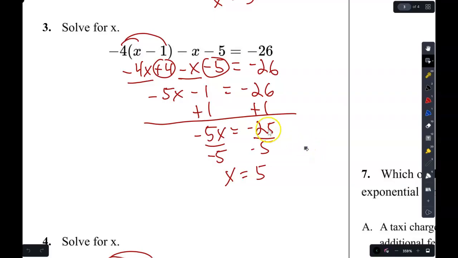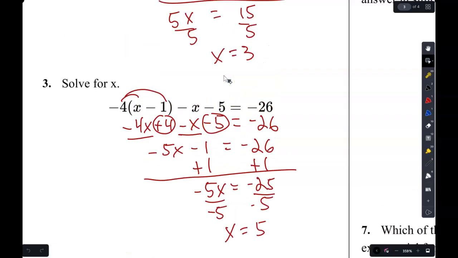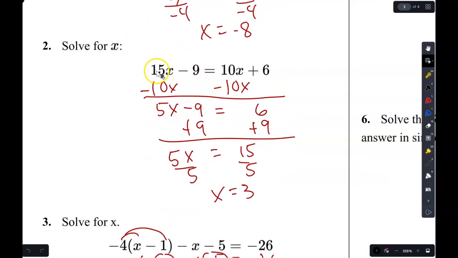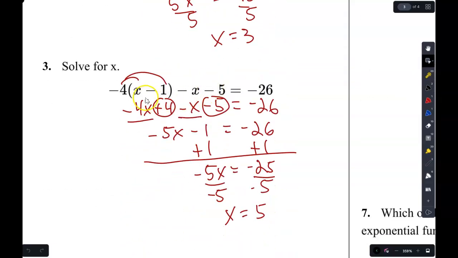Alright, let's take a look at another multi-step equation. Okay, this one, notice the difference between this equation and this equation. Here you have two terms on each side of the equal sign. Here you've got multiple different types of terms on one side of the equal sign and just a number on the right. Those are two different problems. So instead of subtracting on both sides, all of this is on the same side. So what we want to do is simplify one side and then work it from there.